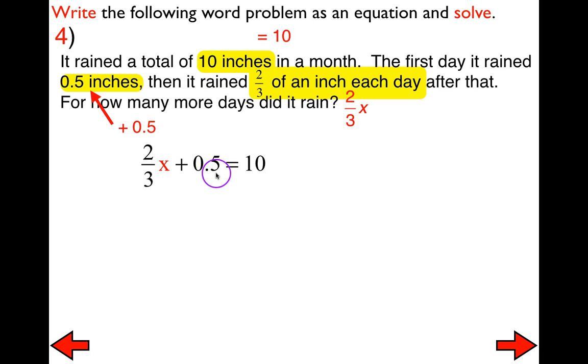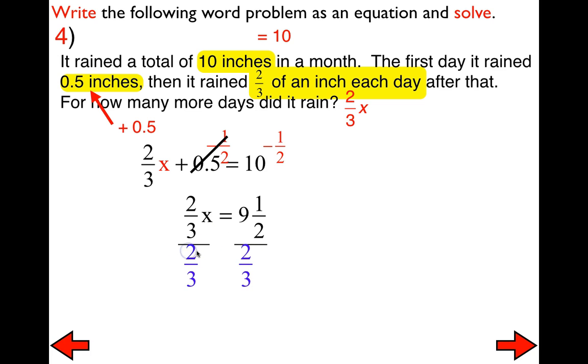It's a plus 5/10. First of all, 5/10 is also equivalent to 1/2. And since I encourage you to convert decimals to fractions, I'm going to go ahead and just subtract a half from both sides. Now I'm left with 2/3 x equals 9.5. 2/3 x means 2/3 times x. So the inverse would be to divide both sides by 2/3. Now here, 2/3 divided by 2/3, it's 1. 1 times x would just give me x here.